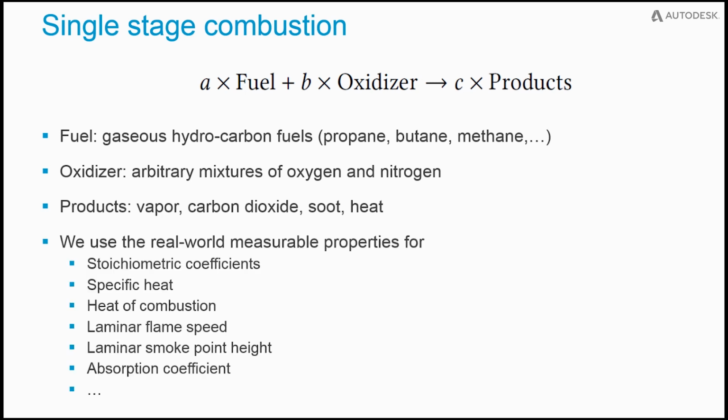As this reaction goes on, we use the real-world measurable properties for a lot of the processes that go on, and I've listed some of them here. One thing to note is that in the real world, the reaction process is a really complicated entity, and there are many intermediate species and reactions going on, and all these take place at a very small time scale. But we're not really interested from a graphics point of view in modeling all of these. We are more interested in the final product.